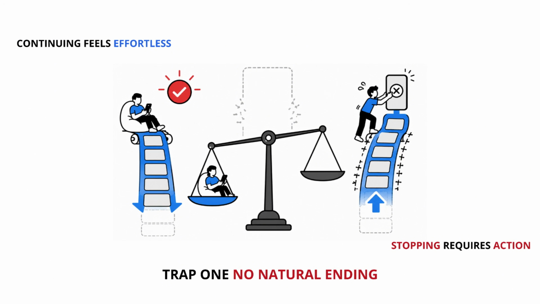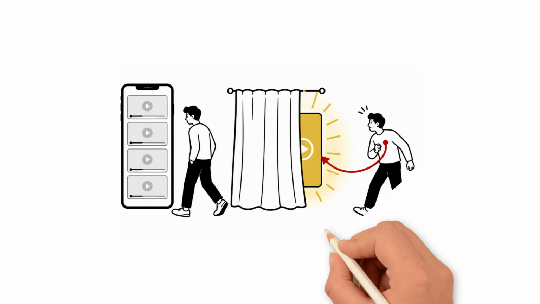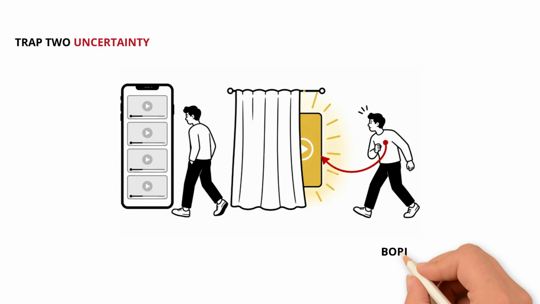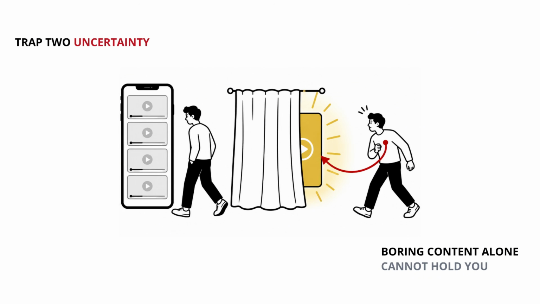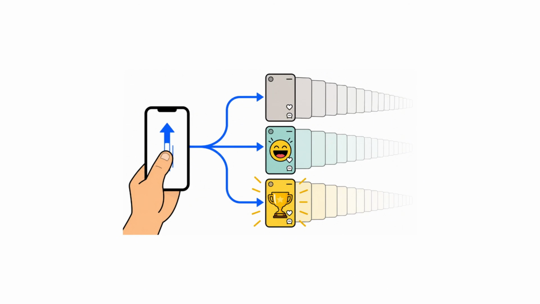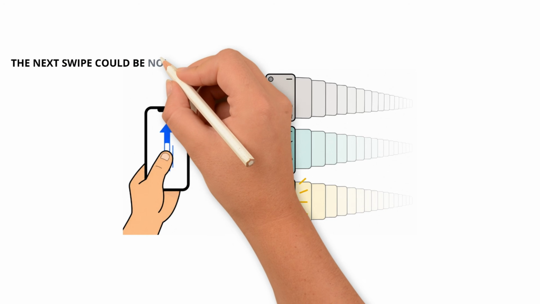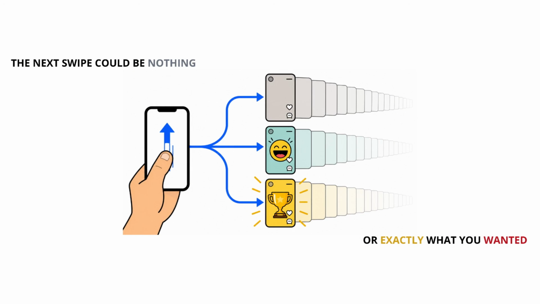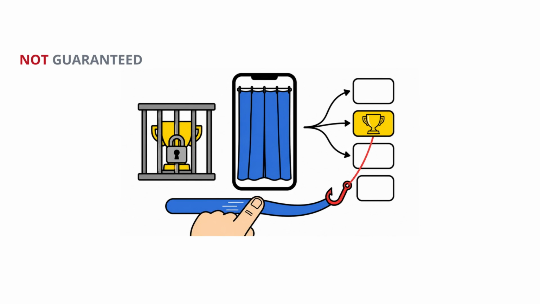No natural ending. But an endless feed alone would not be enough. If every video were boring, you would leave. The second mechanism is uncertainty. You never know what the next swipe will reveal. It might be forgettable, it might be funny, or it might be exactly the video that makes the last 20 boring ones feel worth it. The reward is not guaranteed. It is possible. And possibility keeps the thumb moving.